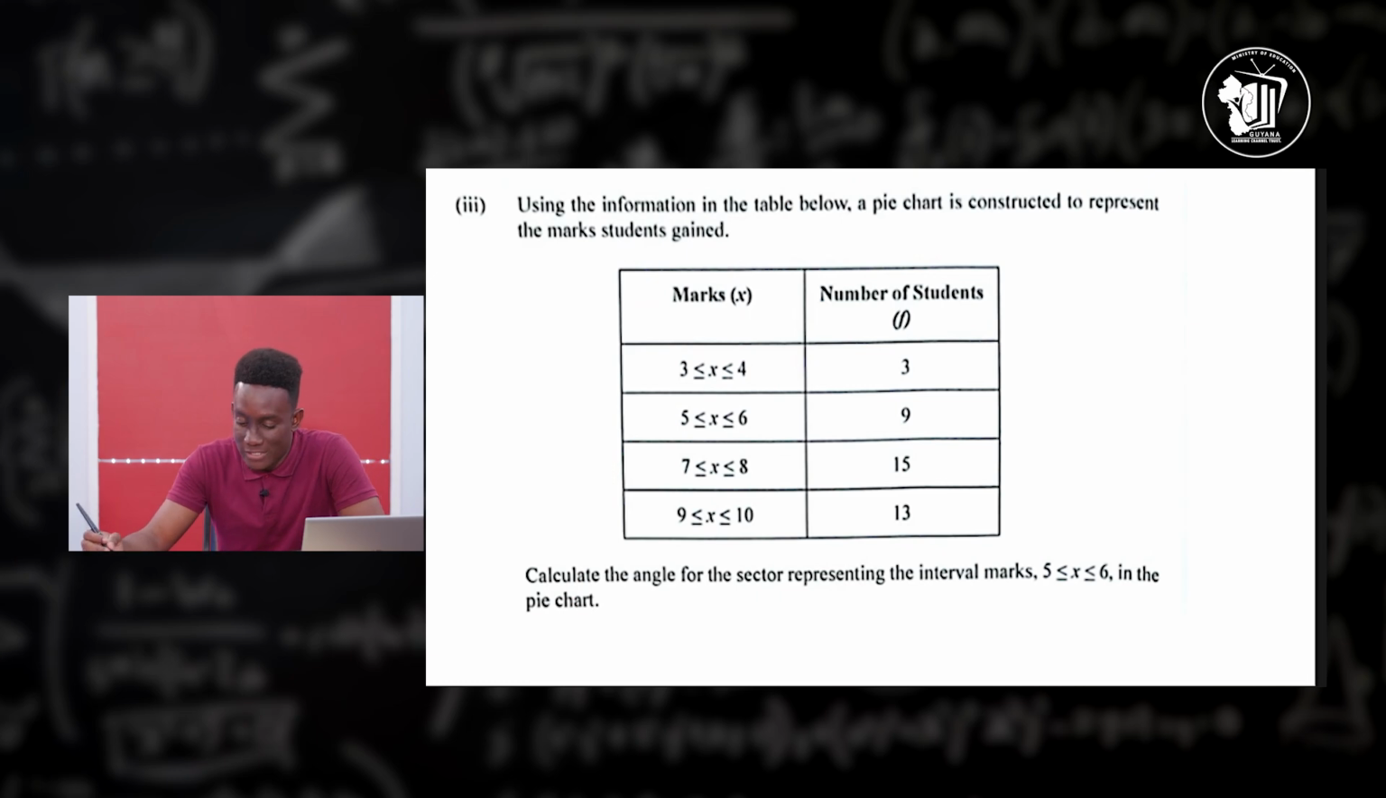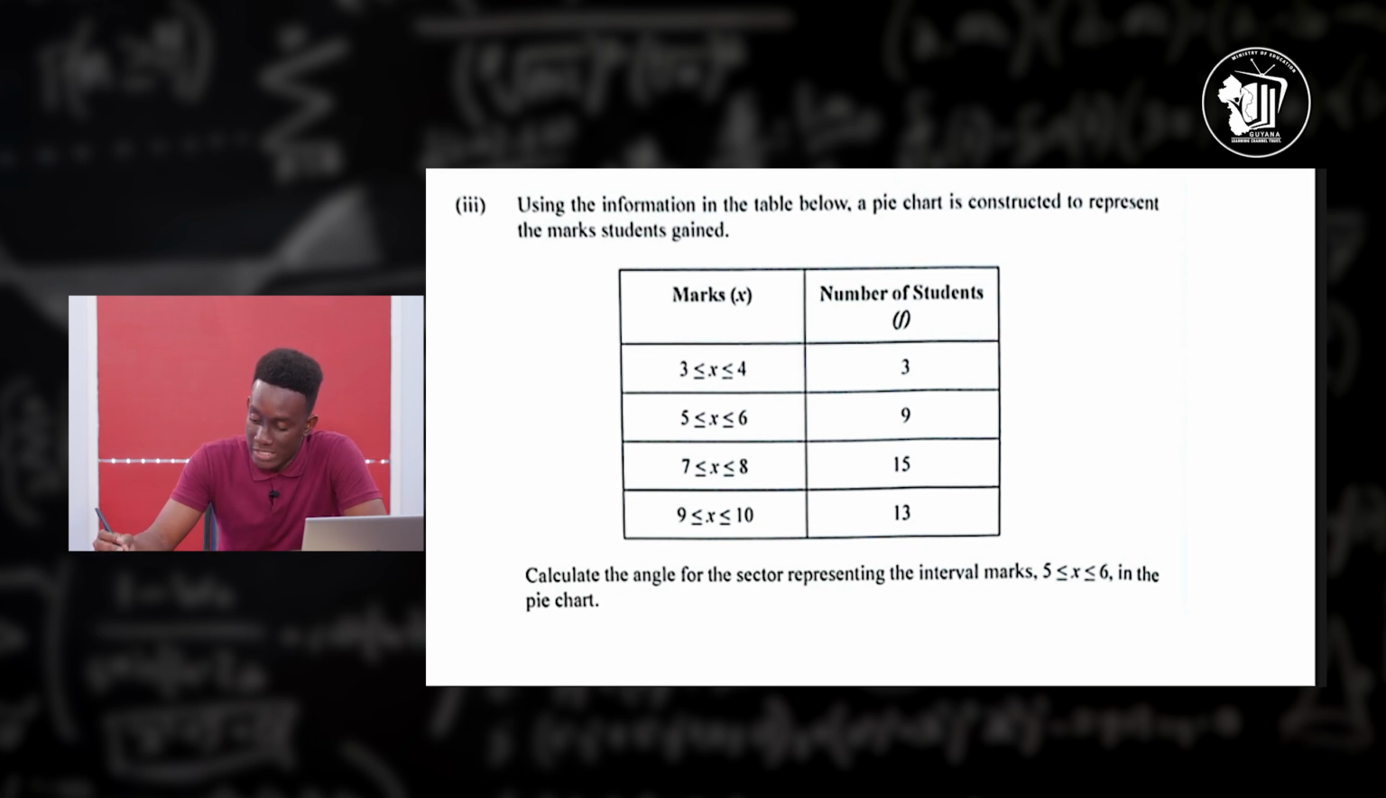The next question says, using the information in the table below, a pie chart is constructed to represent the marks students gained. Calculate the angle for the sector representing the interval X is greater than or equal to 5, X is less than or equal to 6. It should be right here. The number of students who got that was 9. So they want us to calculate the angle for that sector.